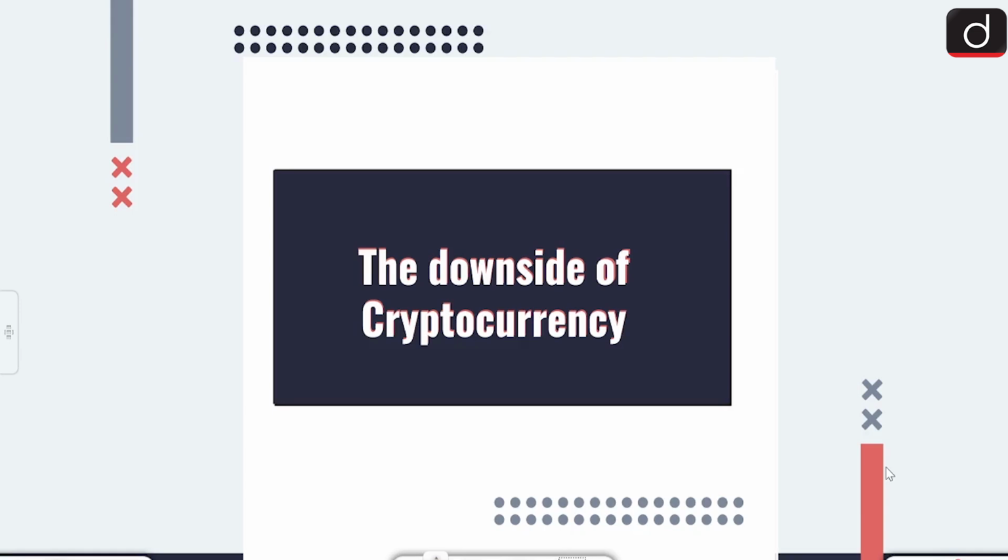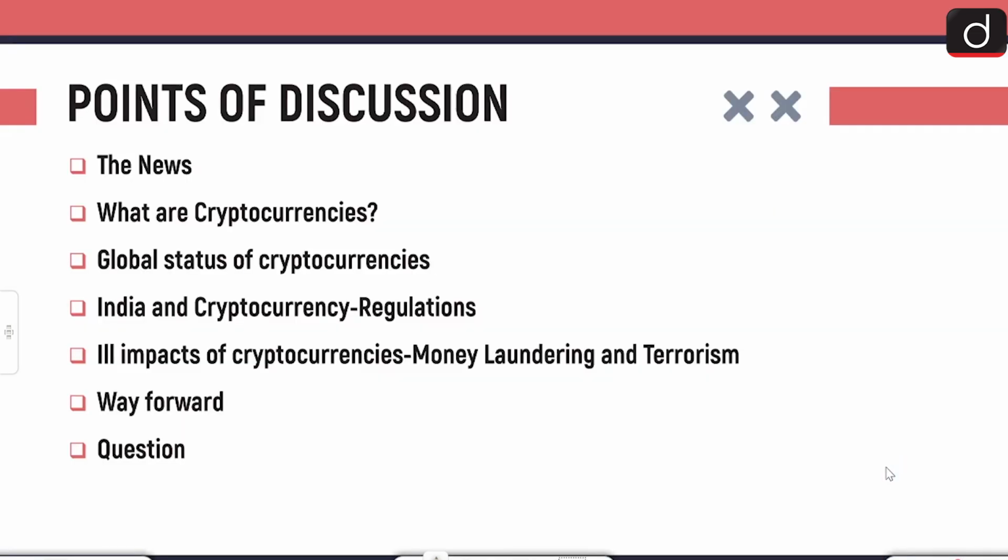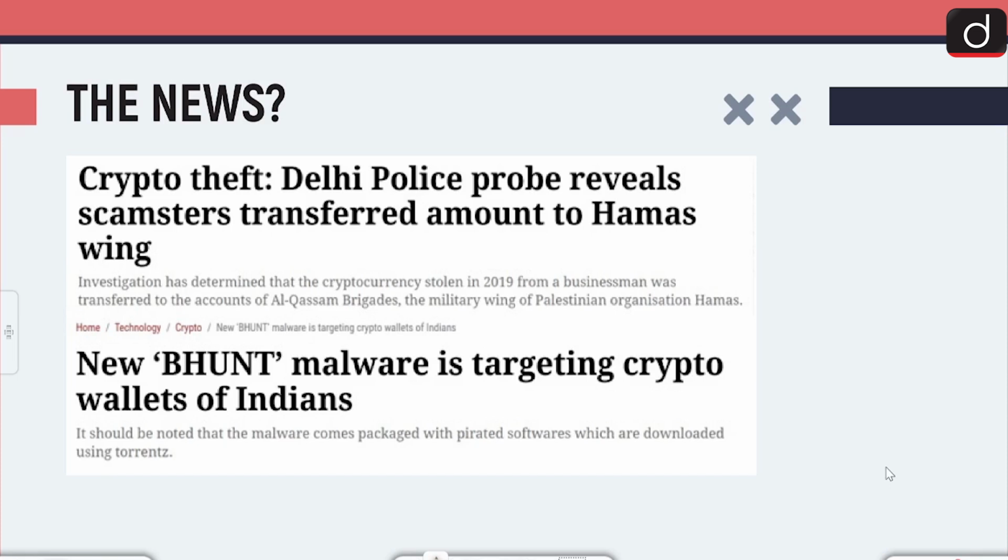Hello and welcome to another episode of the new series. I am Pooja Devedi, and in this segment today we are going to discuss the downside of cryptocurrencies. This topic is very important from the perspective of prelims and also from the perspective of GS Mains paper 2 and 3. So let's begin with the first news that we are going to cover, because there are two news items which are relevant for this.